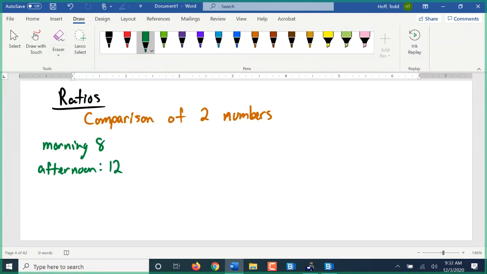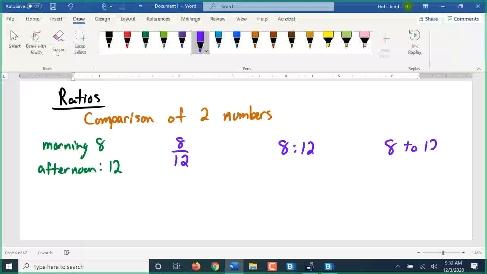So if I want to do the ratio of morning students to afternoon students, I could write it as 8 to 12. So that's one way I could express it in the form of a fraction like that. Even though it's really not a fraction, it is a ratio. Or I could write it with a colon, 8 colon 12. Or, in this case, I could actually just use the words 8 to 12.